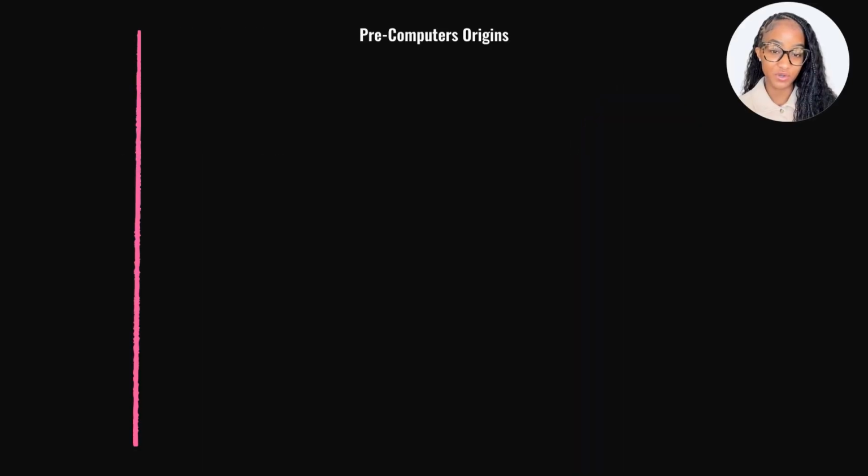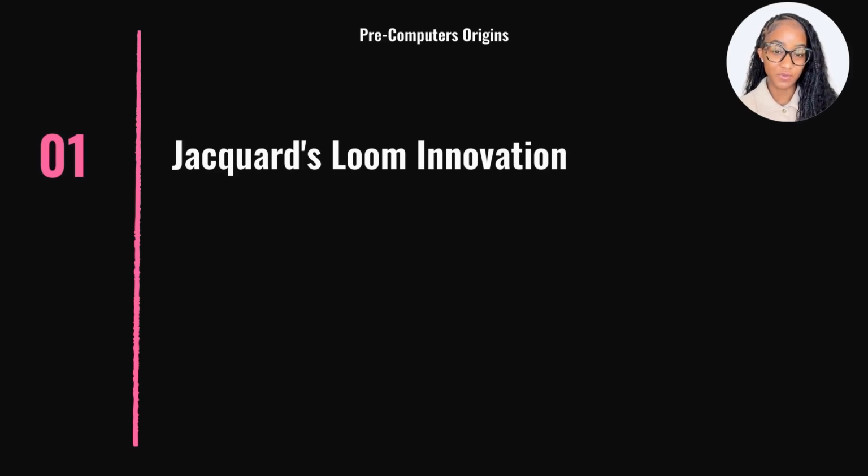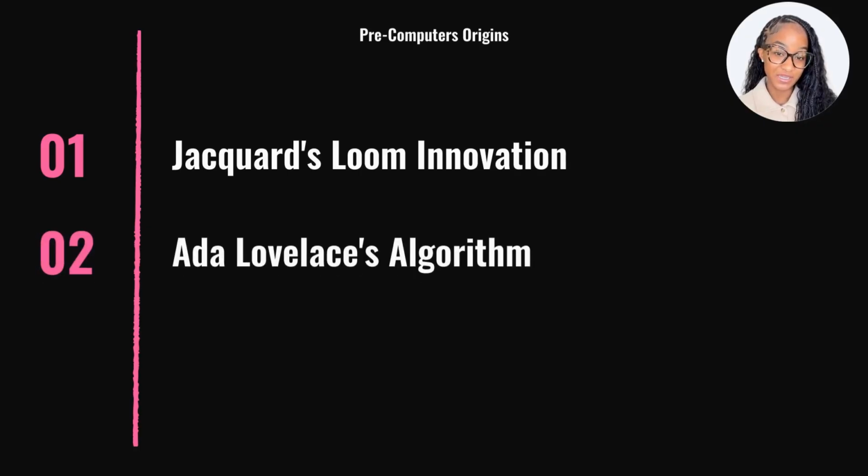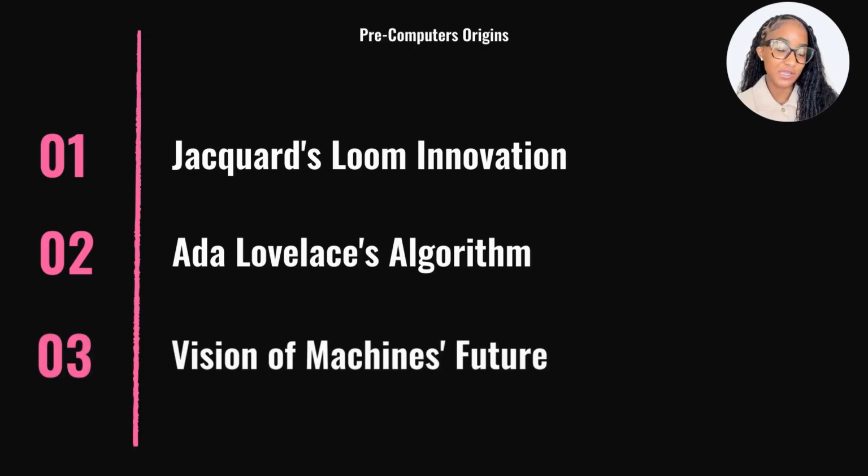In 1801, Joseph Marie Jacquard revolutionized weaving with a loom using punch cards, pioneering machine automation. Fast forward to the 1840s, Ada Lovelace, collaborating with Charles Babbage, crafted the first algorithm for his analytical engine. She foresaw machines creating music and art, a vision remarkably ahead of her era.